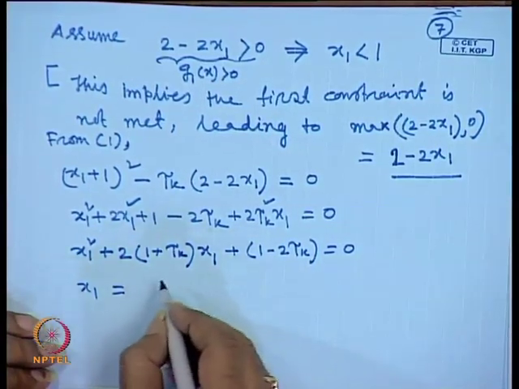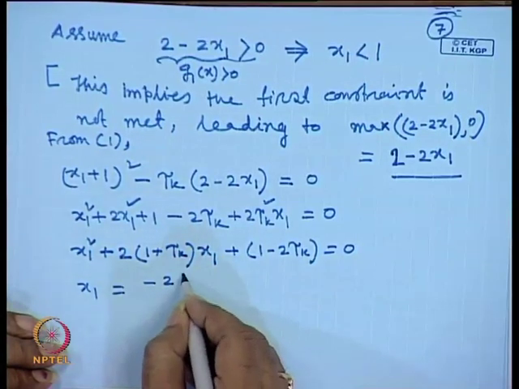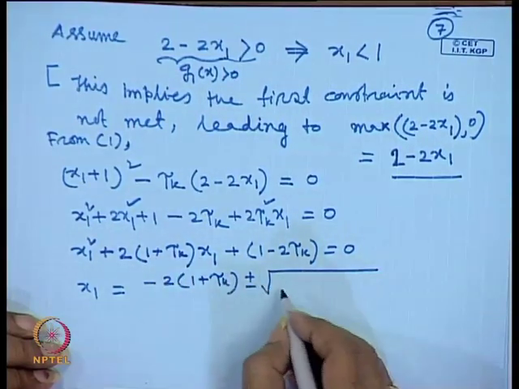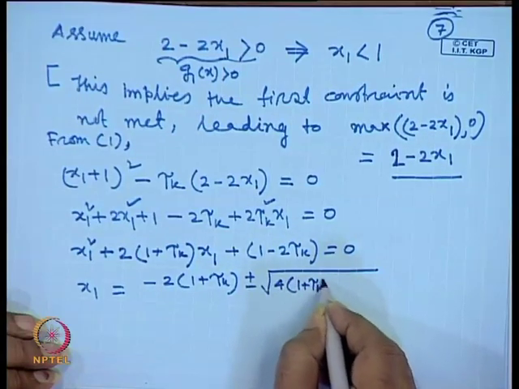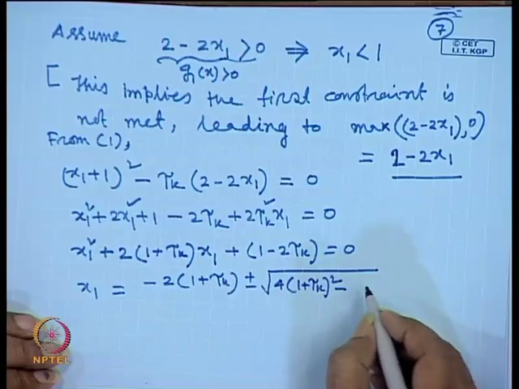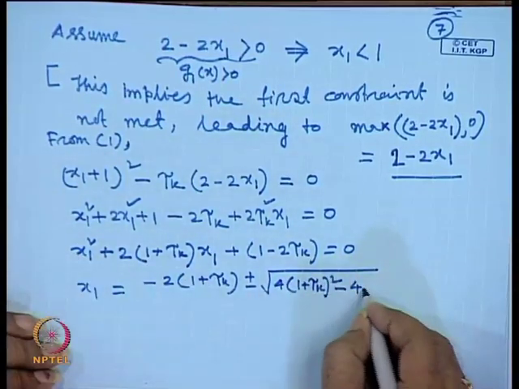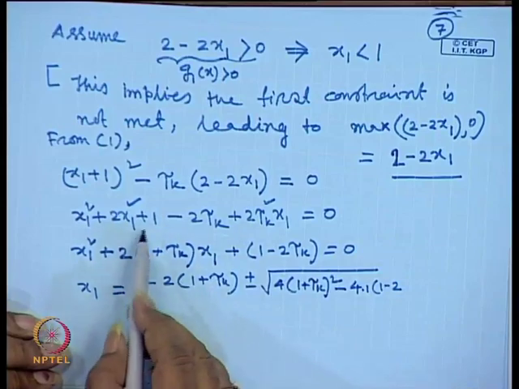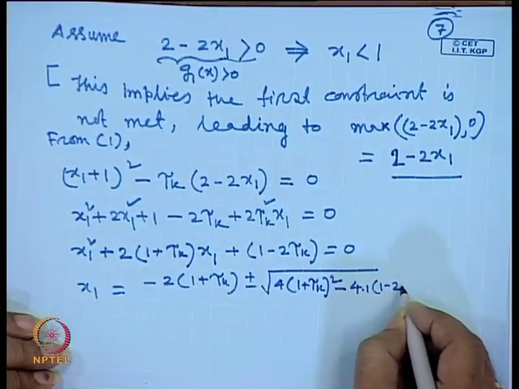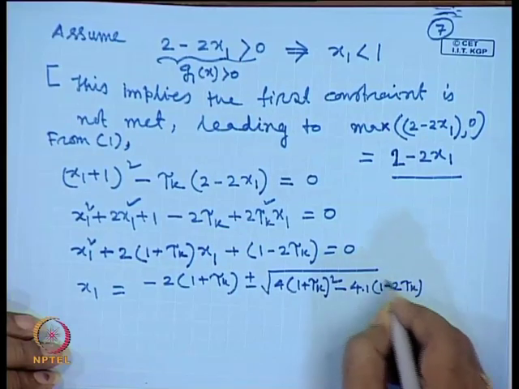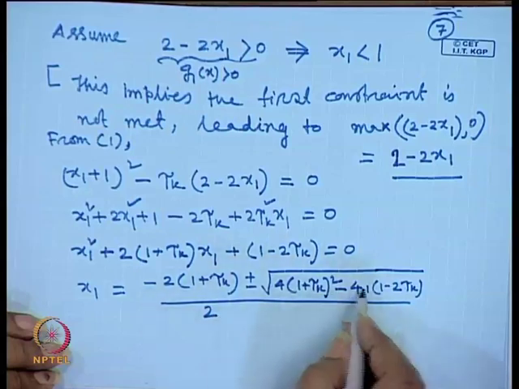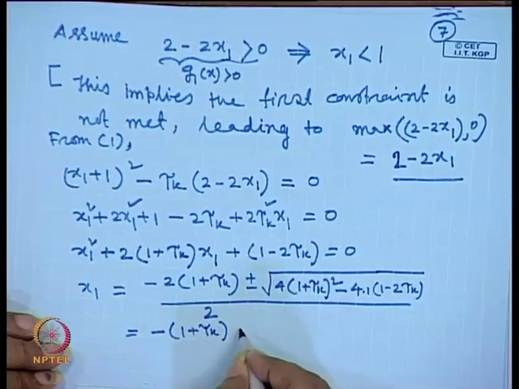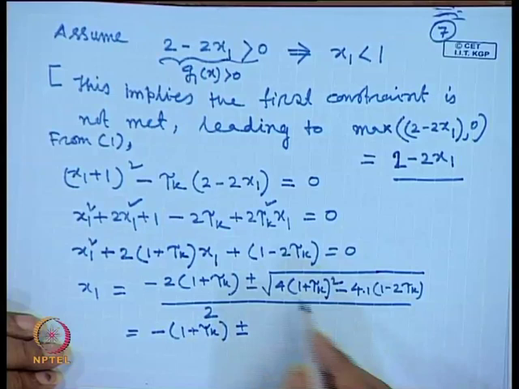So what is this one? Minus b, that is minus 2 times (1 plus tau k), plus or minus the square root of 4 times (1 plus tau k) whole square minus 4, this coefficient is 1, times (1 minus 2 tau k), divided by twice. So the 4 you take out. So it will ultimately come 1 plus tau k plus or minus, then what will be there?